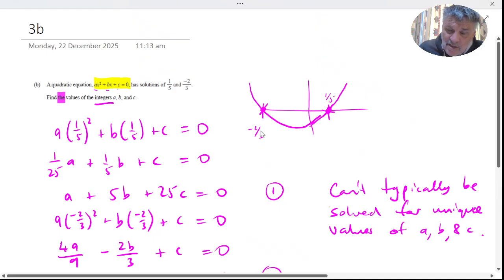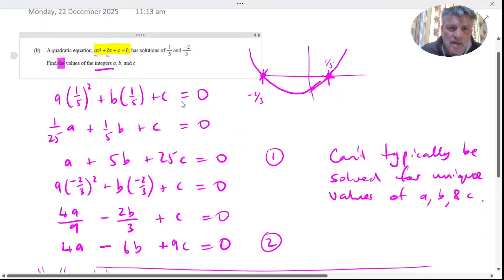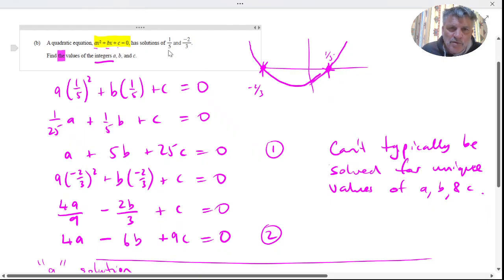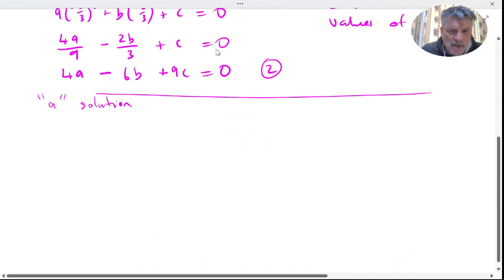I don't think this is just being nitpicky. I think it's poor wording. Students might think that they need to get one particular solution when that's not the case, and so they may start scratching their heads as to what am I missing here. As soon as they realise they've got two different solutions, which one of these could be right? Anyway, we've got a solution 1 over 5 and a solution negative 2 over 3.